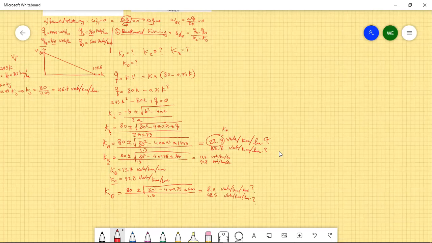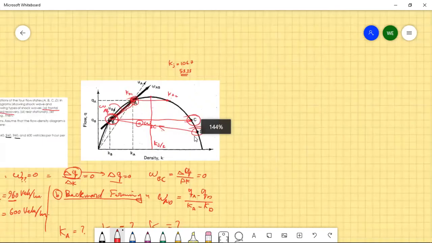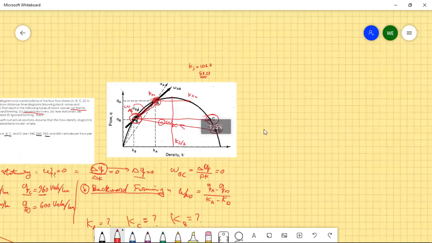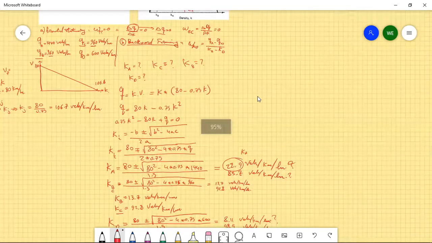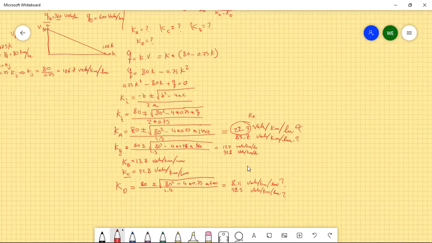Okay, which density value for state of D should we take? 8.11 vehicle per kilometer per lane or 98.5 vehicle per kilometer per lane. And here is the state on the curve. Here is D. So which one should we take? 8.11. Hmm? 8.11. Good. Who is speaking? Khalid.